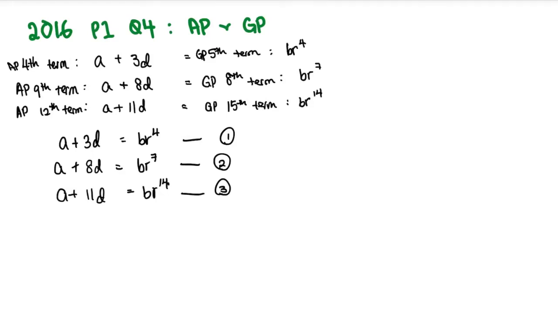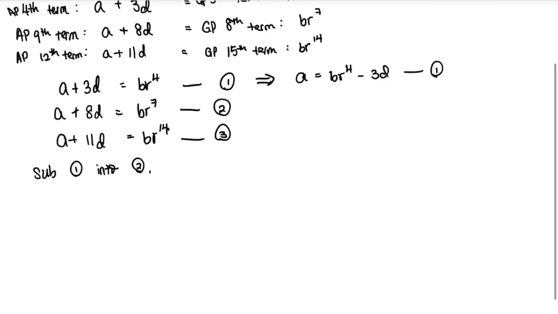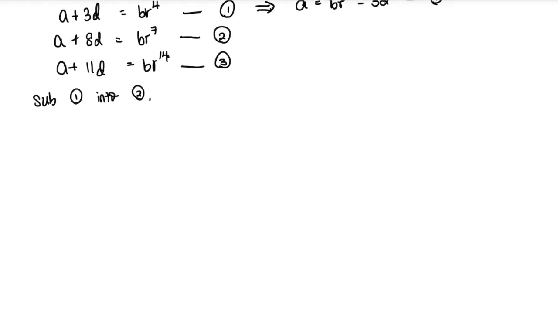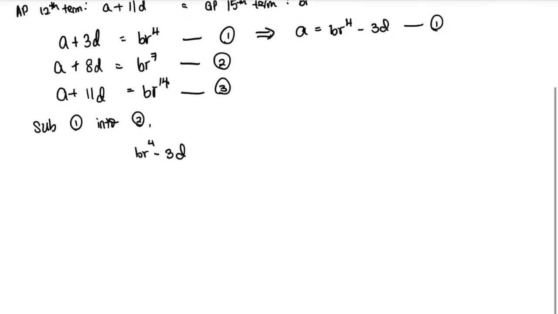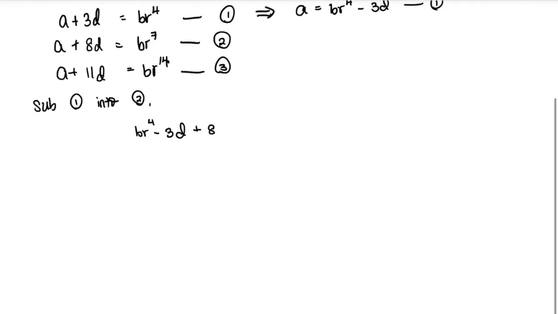If you look at the first equation, let's just use this one as a guide. We'll have A equals BR to the power of 4 minus 3D. So using this as the first equation, let's sub the equations in, your usual simultaneous equations. So sub 1 into 2, you would have BR to the power of 4 minus 3D plus 8D equals BR to the power of 7.